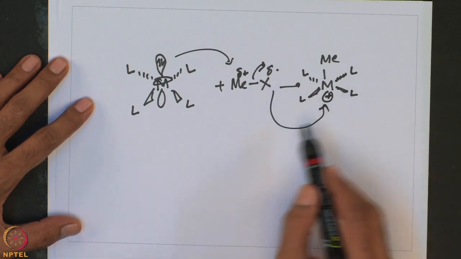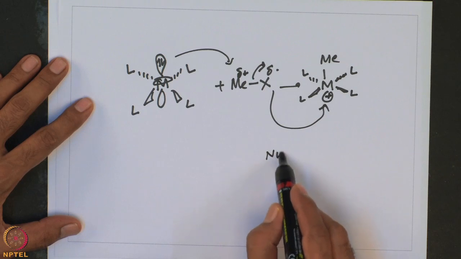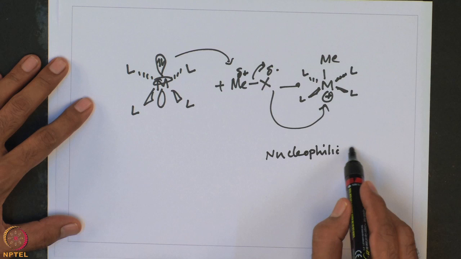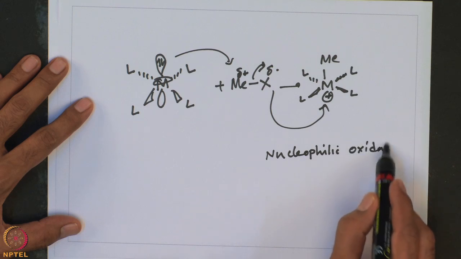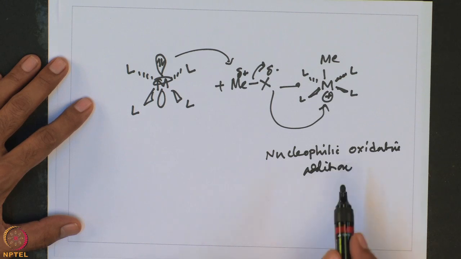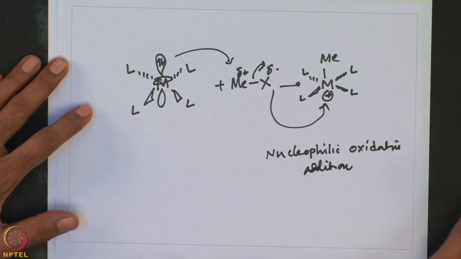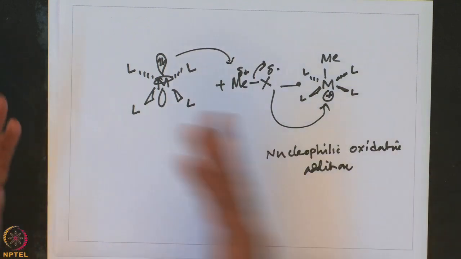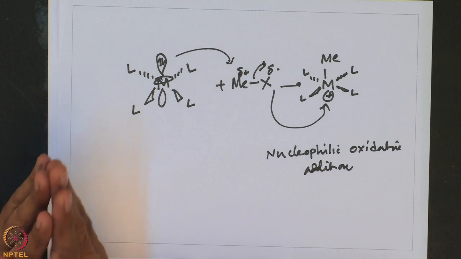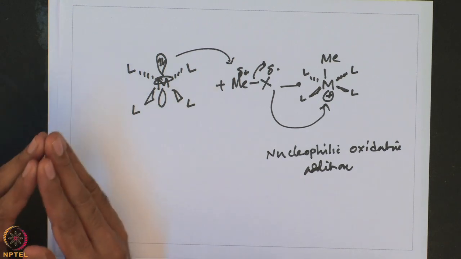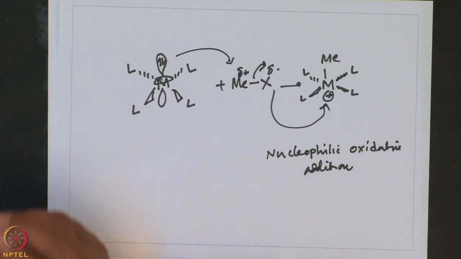So, now this is attacking here. So, this is a nucleophile. So, hence it is called nucleophilic oxidative addition. Very important reaction in homogeneous catalysis and also in organometallic chemistry. So, of course, in that context, alkyl halides are very useful in a variety of cross coupling and carbon-carbon bond formation and carbon-heteroatom bond formation, etc.